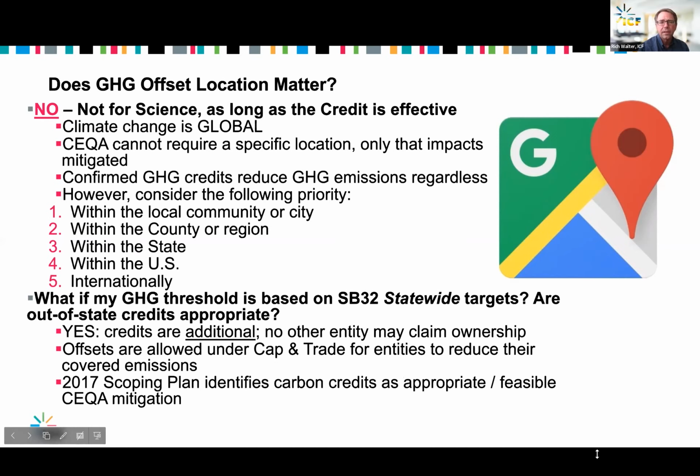However, you can express priorities. Local governments can certainly use priorities to express their policy differences. And there are some fineries about the statewide targets, but as long as the credits are additional, they're still helping the state reduce its emissions, even if sometimes that might be outside the state. Next slide, please.